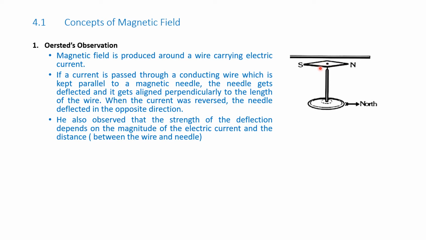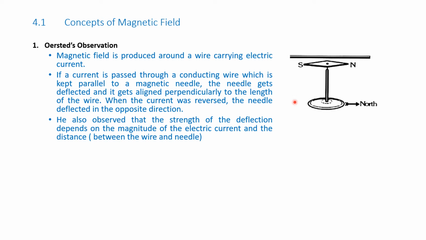Earlier the current was passing from right to left. Now it is reversed by reversing the polarities of the battery. If the current is passed from left to right, the needle deflects in the opposite direction. So earlier if it was getting deflected to the left, now in the second case, it gets deflected to the right.